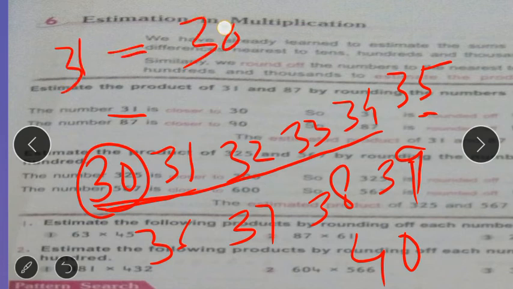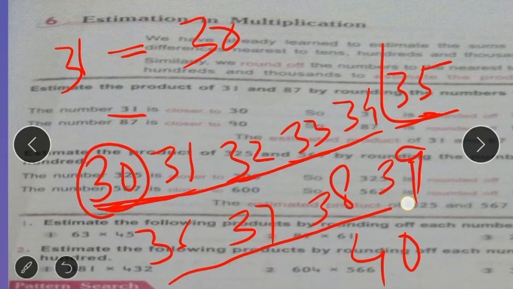We can write it as 30 in estimation. This is the estimation, this is not the actual value, this is the estimating value. Here we are estimating the number. Clear? If the number is 32, then also 30. If the number is 33, then also the estimating value is 30. 34, 30. If the number is 35 or more than 35, like 36, 37, 38, 39, these numbers are closer to 40. So their estimating value is 40.